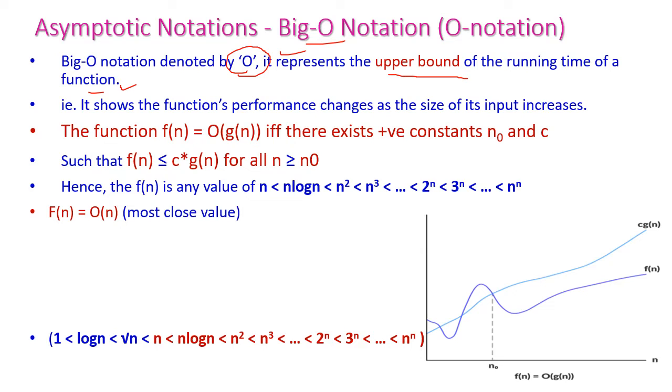Let us start from n0. If the algorithm input size n increases, then the runtime will increase. Here we have two functions, f of n and c g of n. So f of n is the expected value, and g of n is the measured value.